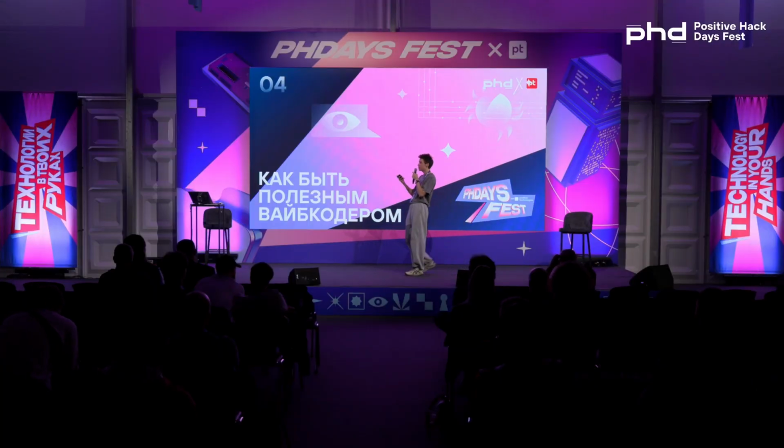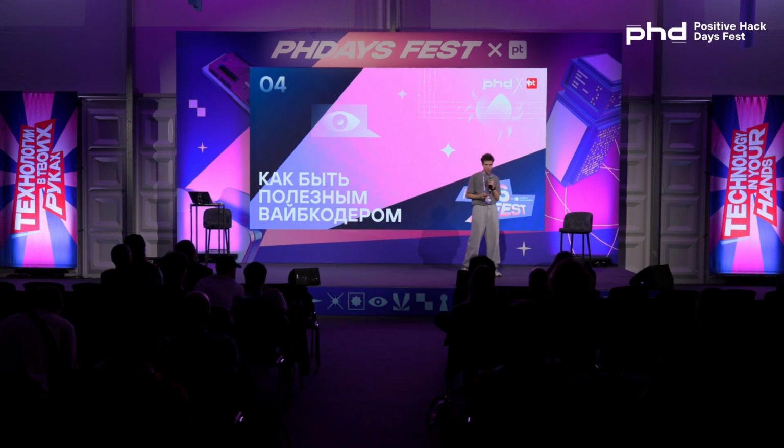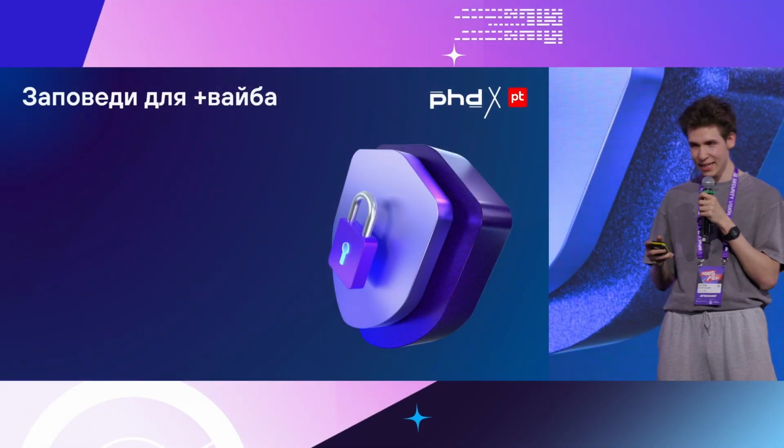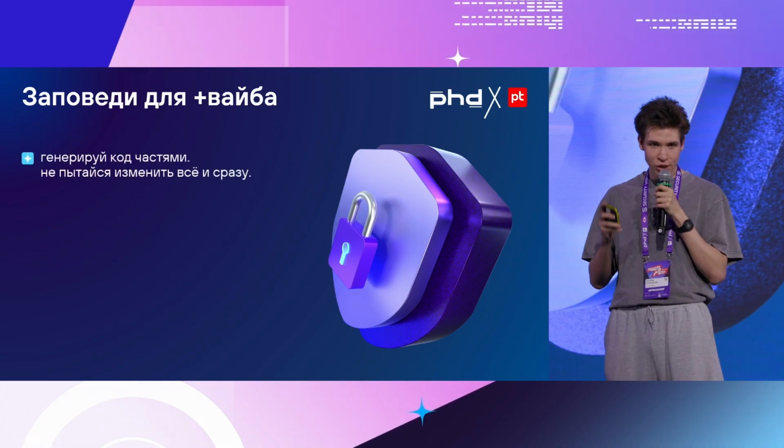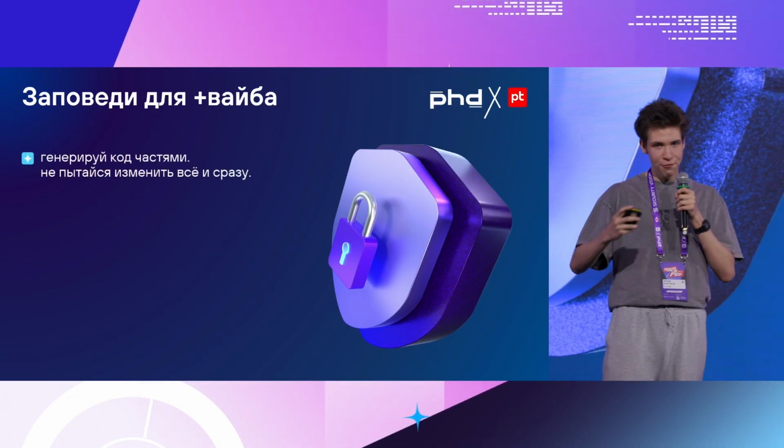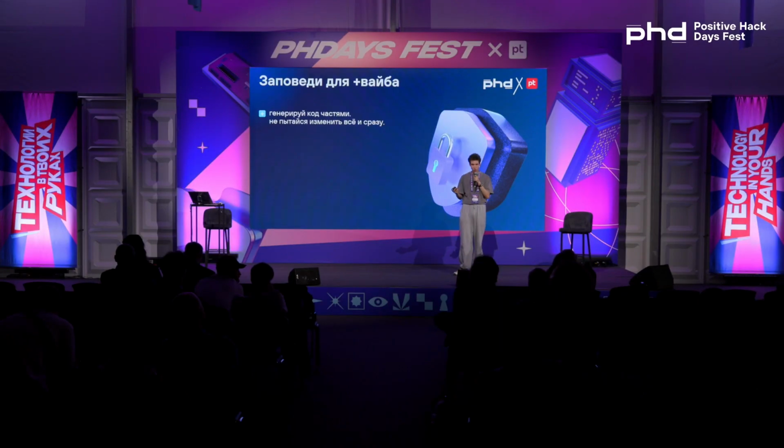This is it for the tactics, and this is the most important bit, how you can be a useful vibe coder rather than a laughingstock. So these are 5 commandments for vibe coders. Generate your code in parts. Do not refactor your project if it has got 16,000 lines, lots of components, proprietary or private elements.